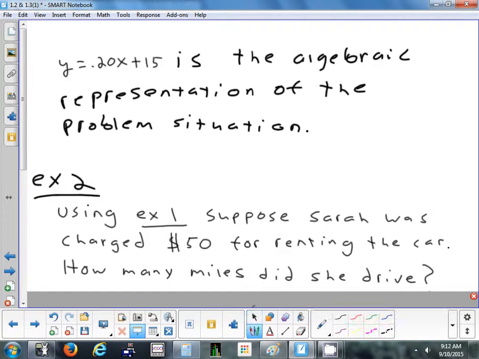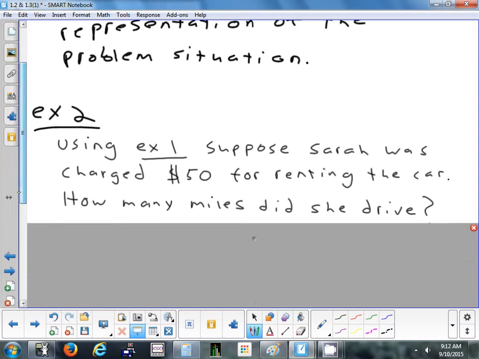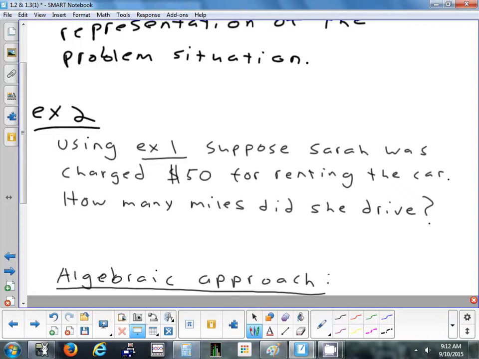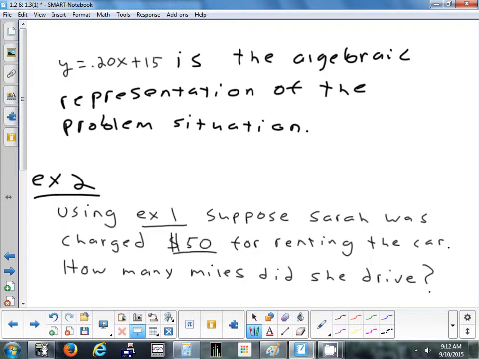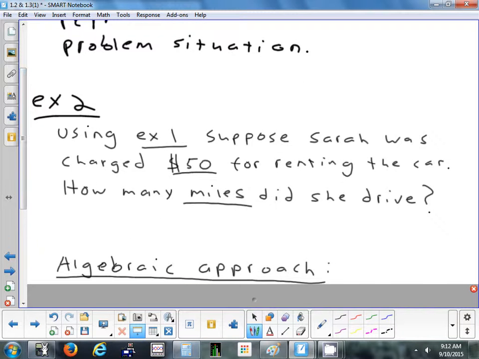All right, so example 2, using the same equation. It says Sarah was charged $50 to rent the car. How many miles did she drive? Okay, what letter are they giving me this time? Y. They're giving me y. Okay, they're giving me a dollar amount. That was my cost. Okay? So this time I'm going to fill that in for y, and I'm solving for miles. Okay? This is what they're giving me. That's what I need to find. Okay, I'm solving for x.